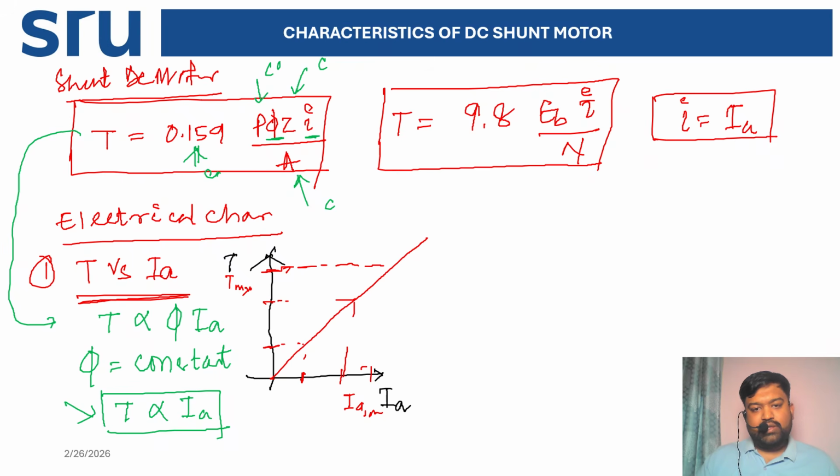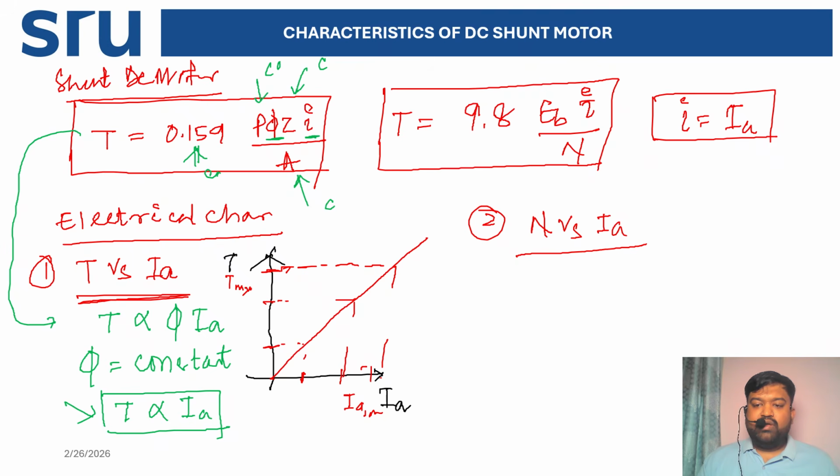One line will come like this, and this is nothing but the torque versus armature current characteristics. Similarly, we have to calculate the second one, that is your speed versus your armature current. When I am talking about this speed versus armature current, which formula we have to consider?